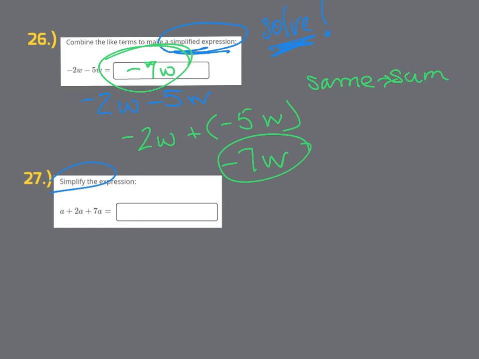Simplify this expression. A plus 2a plus 7a. A plus 2a plus 7a. Well, if I got an A, don't forget we've got the ninja one there. Ninja one. There it is. 1A. Wait, you can't see it.